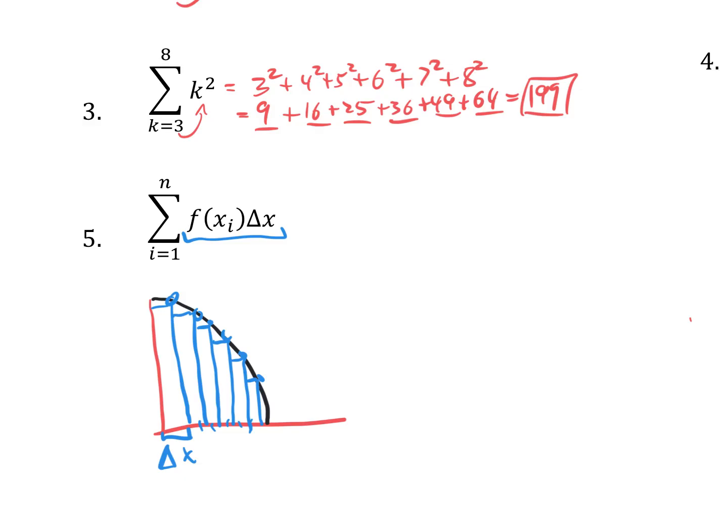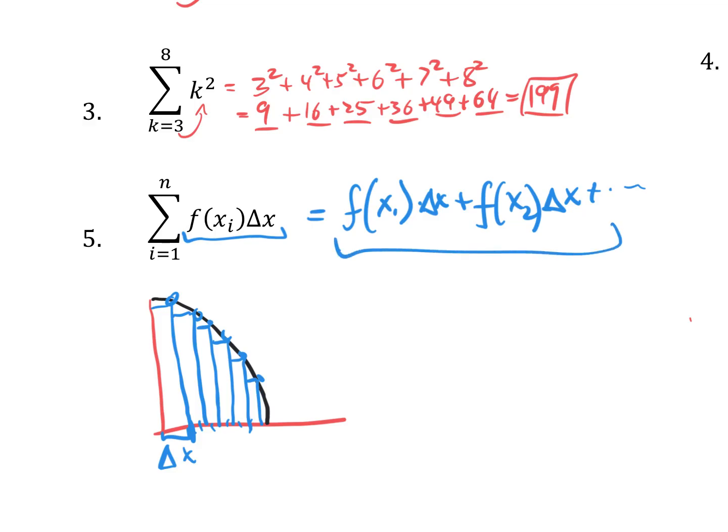So if we have a bunch of rectangles that are the same width, then this expression represents f of the first x value, x1, times the width, delta x, plus f of the second x value times delta x, plus, and so on and so forth. So this is the area under a curve, all right? And we'll come back to that after we start to understand a little bit more about this sigma notation.